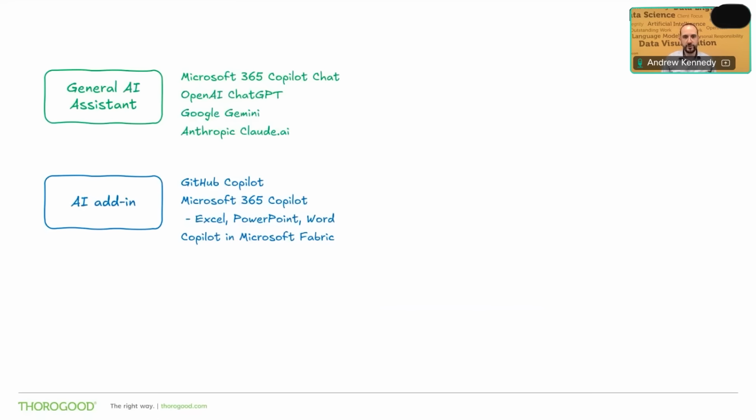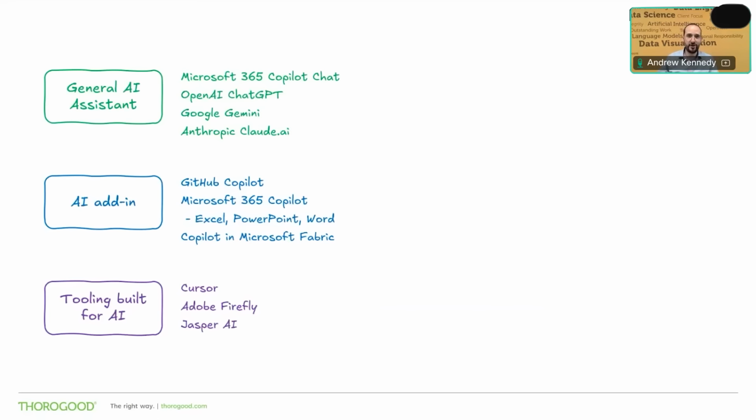So various different tools that you can interact with, really typing in your question, getting some sort of response from AI. And then we have that category of AI add-ins, if you like. So thinking about something like Microsoft 365 Copilot in Excel and PowerPoint and Word. And then there are other examples where companies are bringing AI into existing tools.